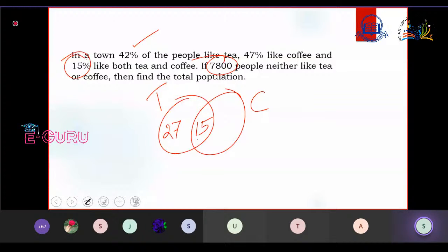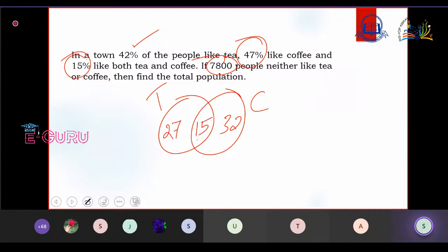Similarly, the total percentage of people who like coffee is 47%. Out of that 15% is already here. So the rest is 32, right? 32. This 32% like only coffee. They do not like tea. So now we have all the data required. We have the data of total people who are liking tea, coffee and the people who like both tea and coffee.